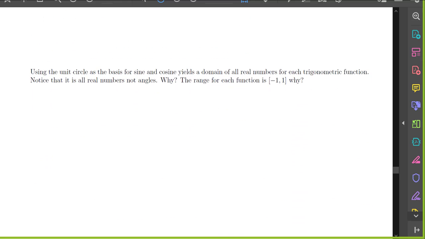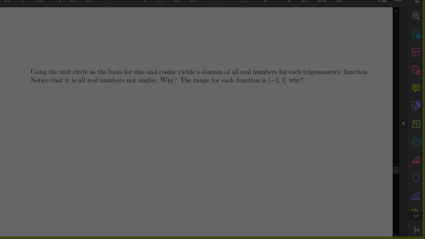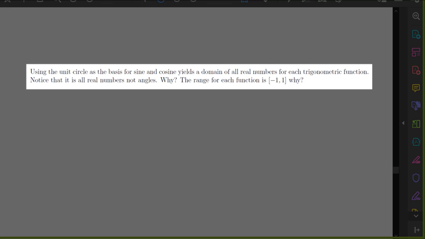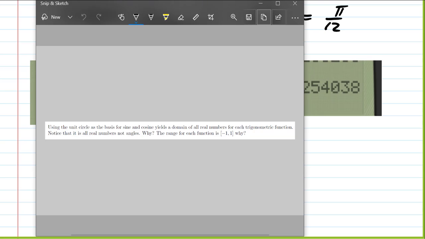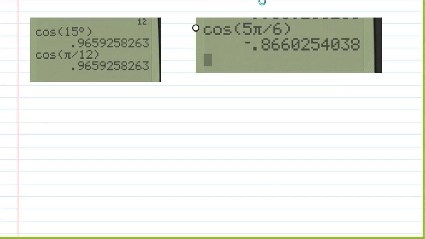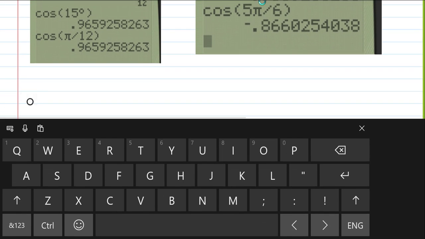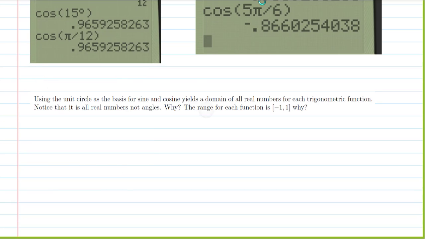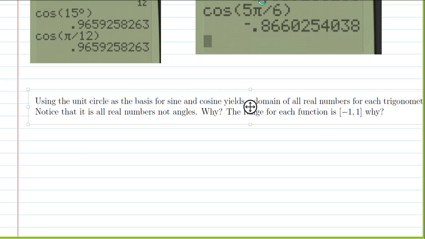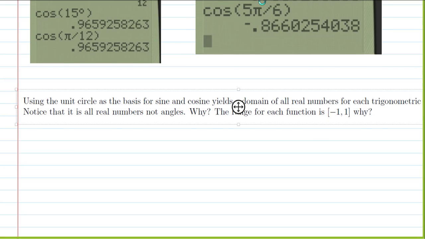All right. So using the unit circle as the basis for the domain yields a domain of all real numbers for each trigonometric function. So notice that the domain is all real numbers and not angles.